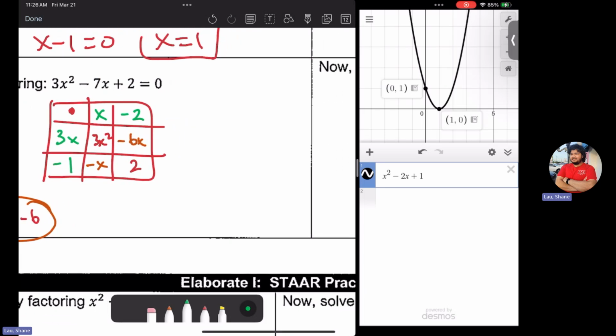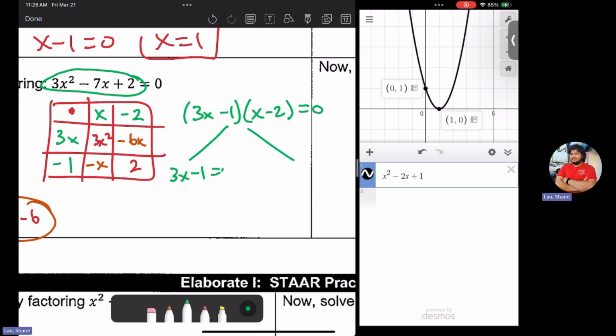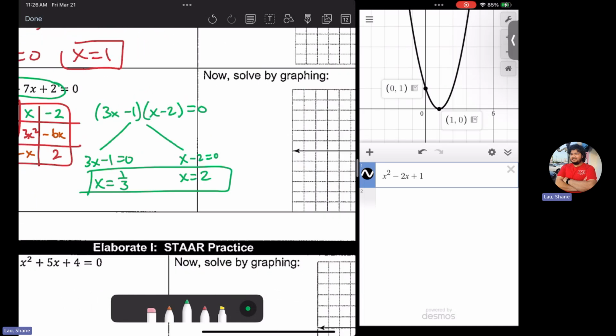So now that I've rewritten this equation as a factored form, I can write 3x minus 1 times x minus 2, and that will equal 0. And from here, I can branch off. 3x minus 1 equals 0. X minus 2 equals 0. Go ahead and simplify as necessary. I should get x equals 1/3 on the left side and x equals 2 on the other side. So these two are my answers.